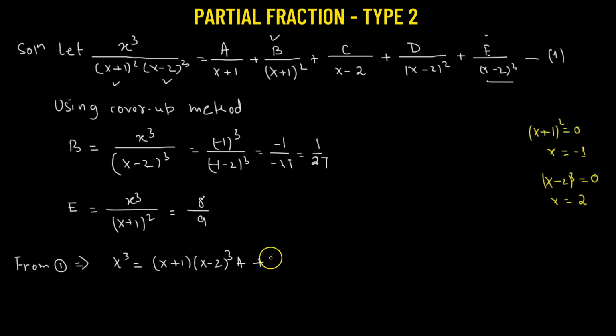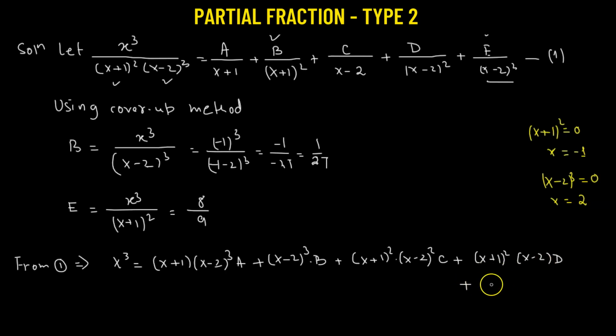The second term will be (x minus 2) whole cubed times b. The third term is going to be (x plus 1) whole squared multiplied to (x minus 2) whole squared times c. The fourth term will be (x plus 1) whole squared multiplied to (x minus 2) times d. And finally, the fifth term is going to be (x plus 1) whole squared times e. So let's label this as equation number 2.